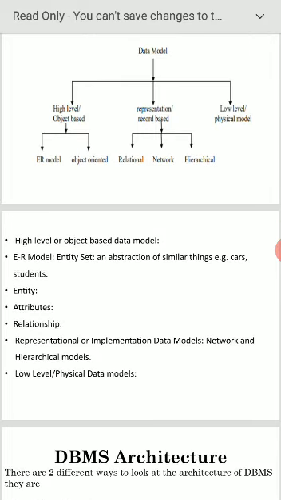There are two types: ER model and object model. ER model, this is the entity relationship model. In this, the main components are entities and the relationship. Entities are nothing but real world objects, concepts like place, person, things. These are entities. Entity set, an abstraction of similar things. Example, car, students and so on.